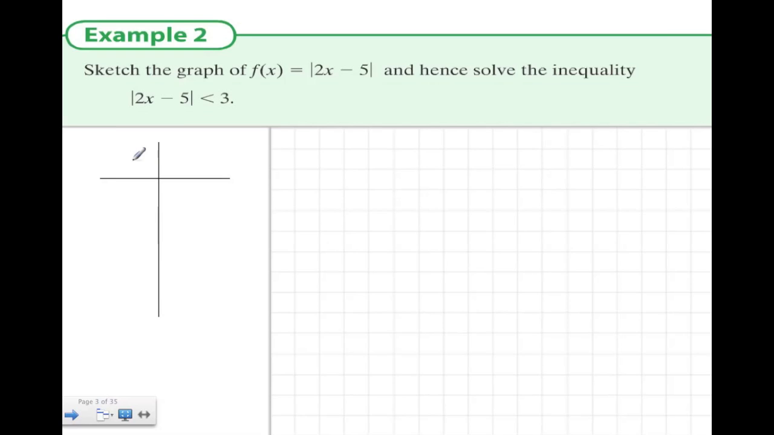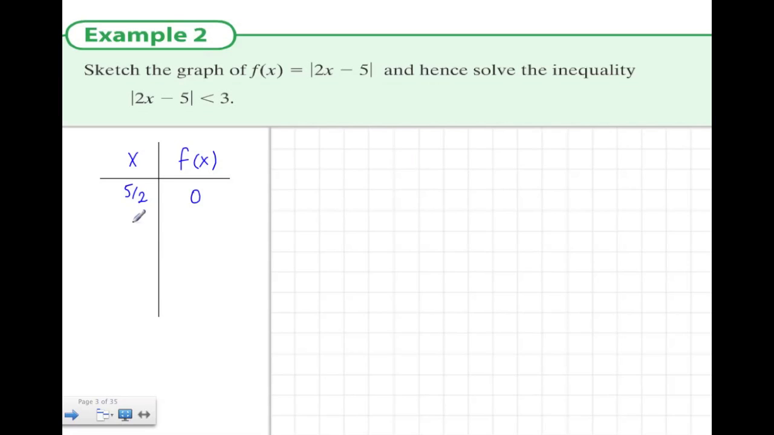Well, to graph this, what we need is really 3 points. The most important point is the point where it cuts the x-axis, where f of x is equal to 0. And we see that this happens when x has the value of 5 over 2, because 2 times 5 over 2 minus 5 would be 0.